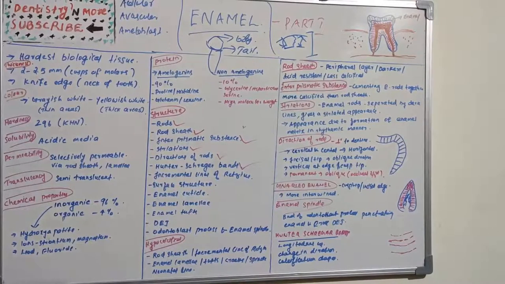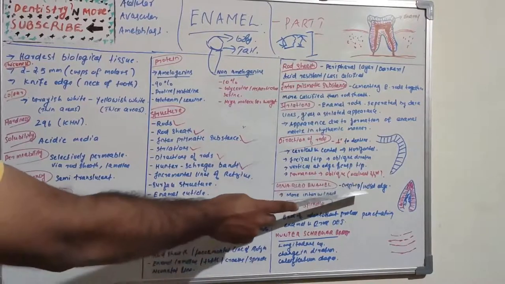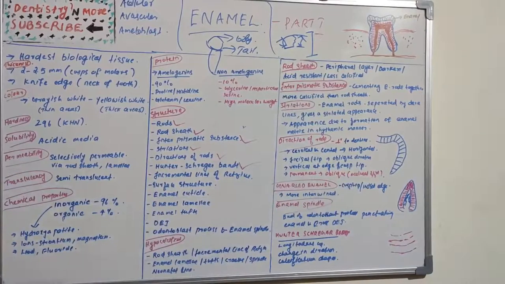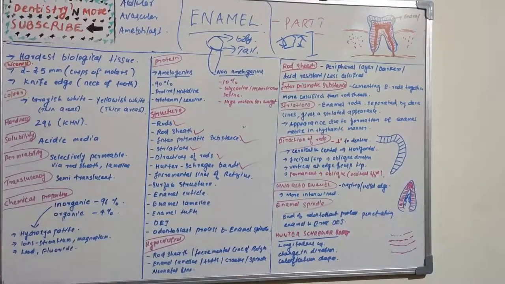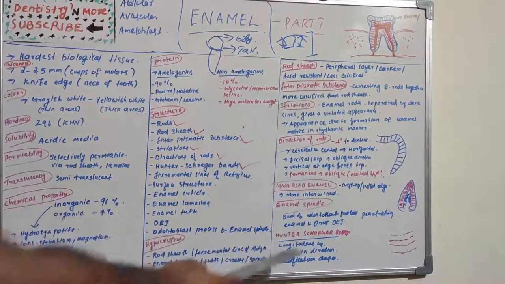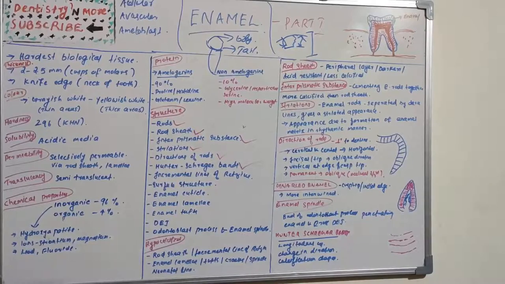They may not be an optical phenomenon, but they are composed of alternate zones having slightly different permeability and different content of organic material. Gnarled enamel is an optical appearance of intertwined bundles of rods at the incisal cusp, incisal edge and cuspal tip, whereas Hunter-Schreger bands are alternate white and dark bands or strips of various width, which is not an optical phenomenon, but they are composed of alternate zones having slightly different permeability.